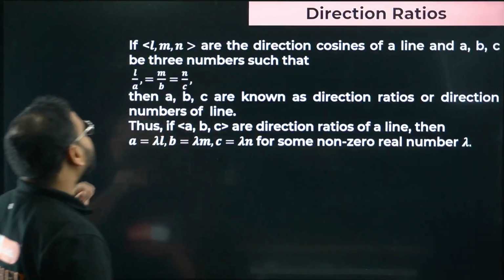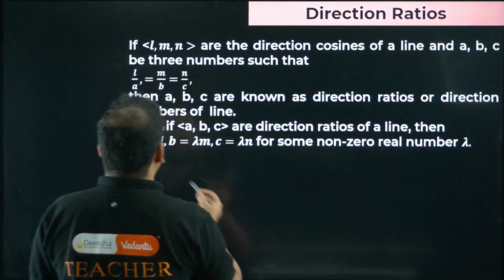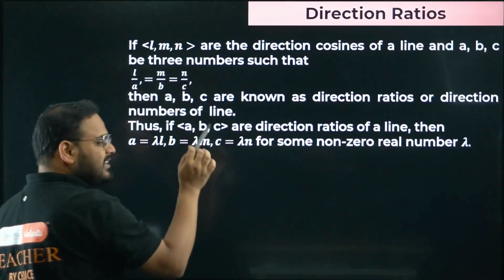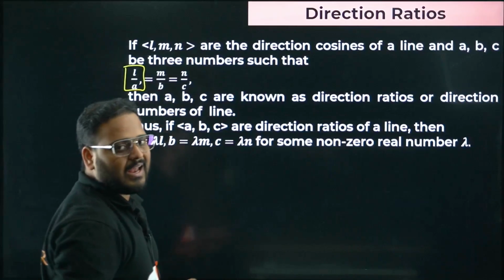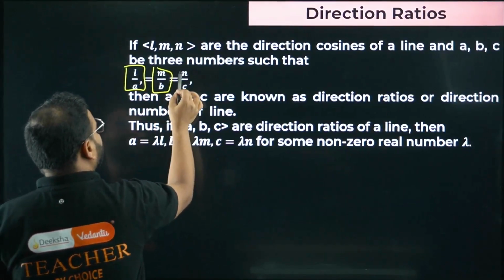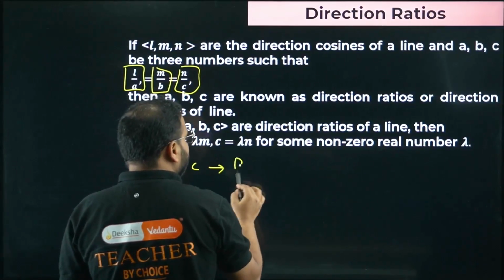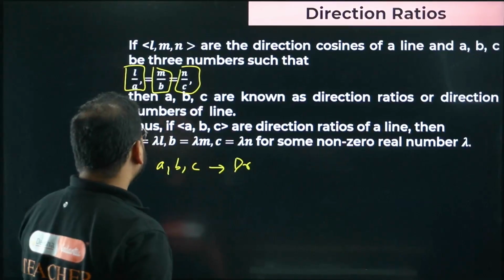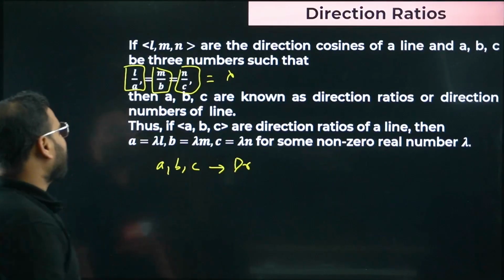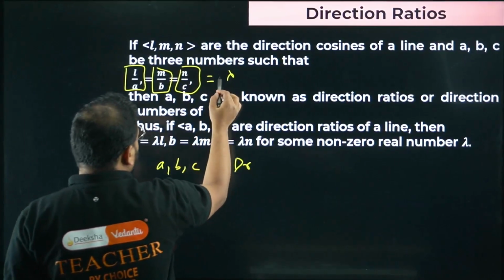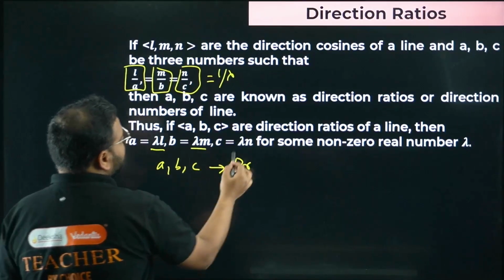Now have a look over here. In the case of direction ratios, we have this formula. There's a constant relation between them, meaning they're proportional. So l is to a, m is to b, and n is to c, where a, b and c are your direction ratios. Please check here. If I put this equal to, let's say, a value lambda, I can write a as lambda l, b as lambda m, and c as lambda n.